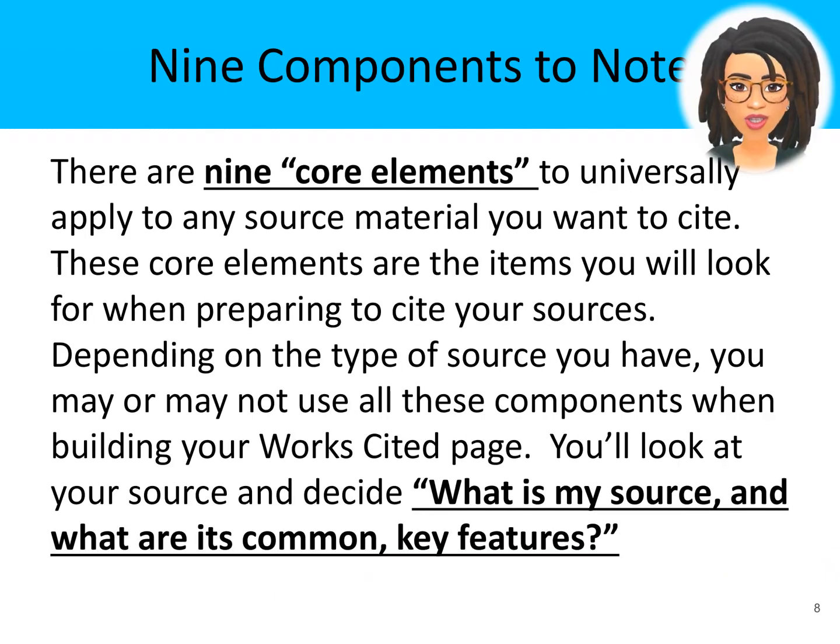So, have you ever looked at a works cited page and wondered where all of that information comes from? Do you feel that it's something that is difficult to do? It's actually not. Once you know the 9 core elements to universally apply to any source material, you can cite just about anything. Okay? So these core elements are the items that you look for when preparing to cite your sources. Depending on the type of source you have, you may or may not use all the components. When building your works cited page, you look at the source and decide, what is my source and what are its common key features?